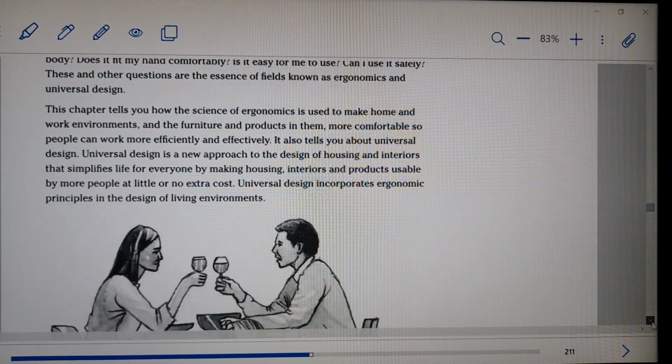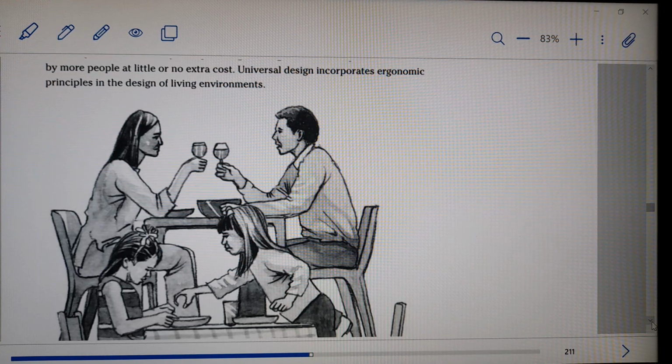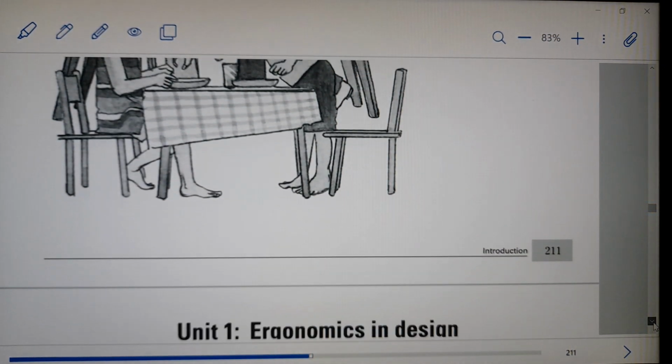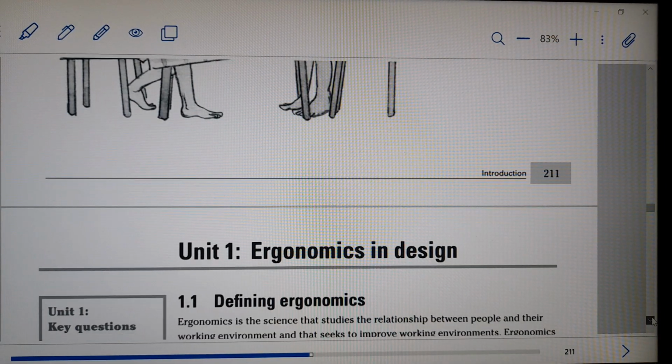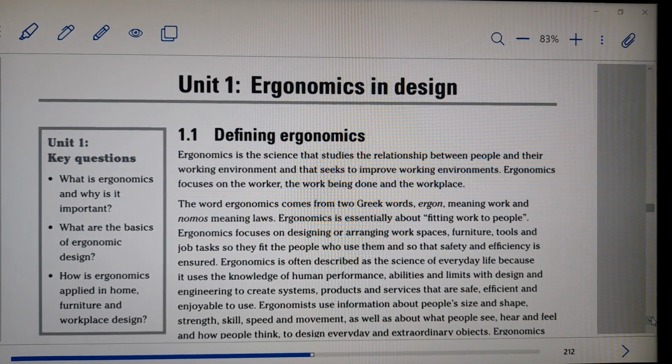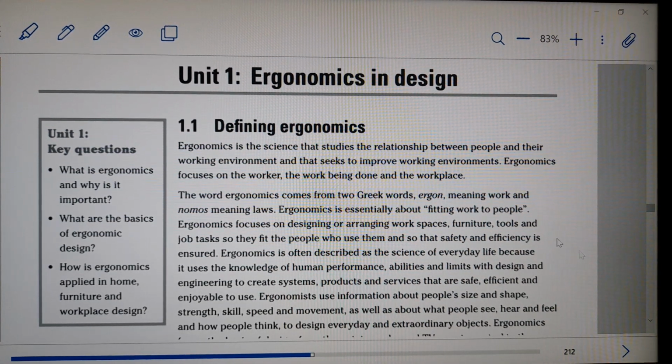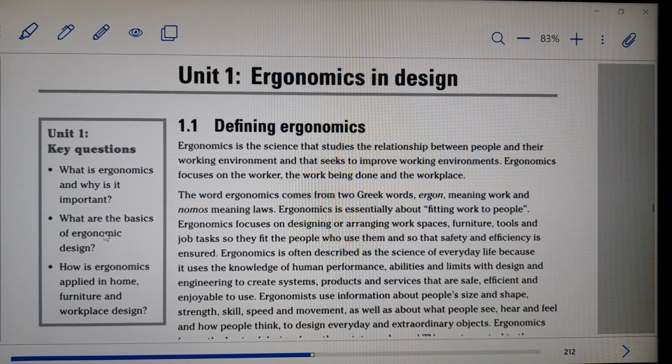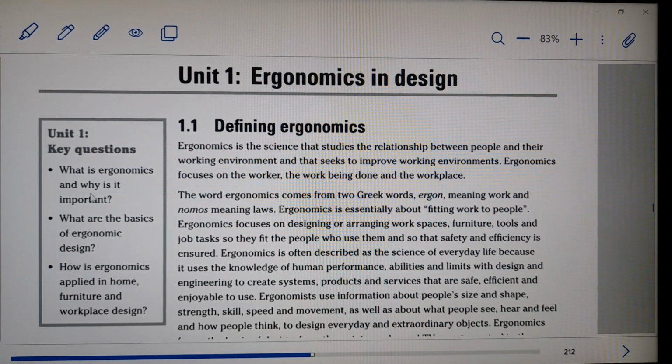Okay, so we know what we're going to cover in ergonomics and in universal design, but we are just starting with ergonomics. So we go straight to page 212 at the top there, and we start our unit number 1 on ergonomics. These are the questions that you need to ask yourself as we start the unit. What is ergonomics and why is it important? What are the basics of ergonomic design, and how is ergonomics applied in home, furniture and workplace? So put this in your mind as we go through the unit.